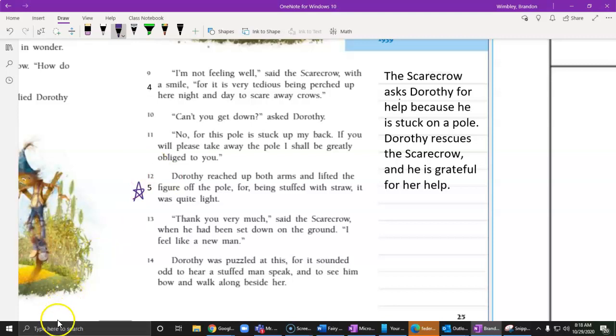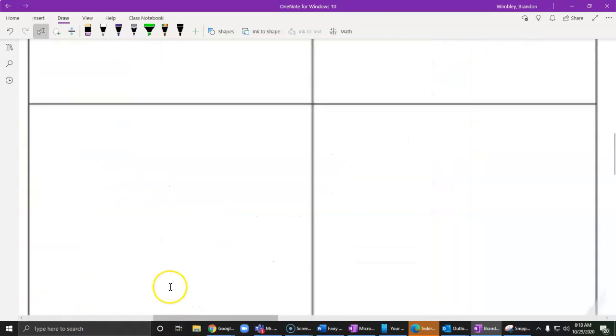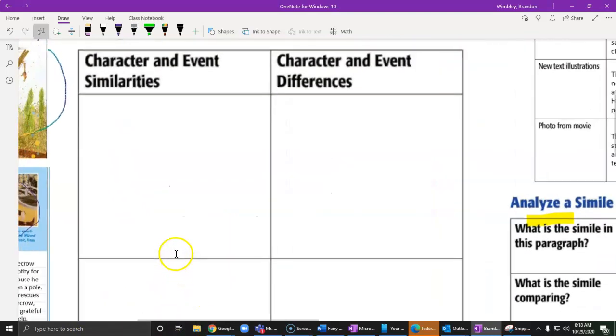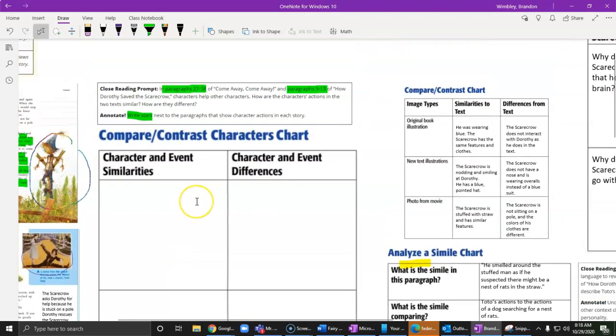So Dorothy in this one, she helped the Scarecrow do what? She helped him by getting him off the pole. And now we remember from the rest of it that she's going to have another companion on her journey. So now, let's begin with this part right here. We're looking at how the characters' actions in the two texts are similar, and how they are different.